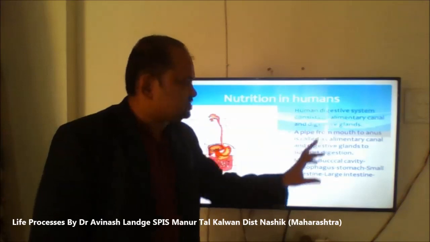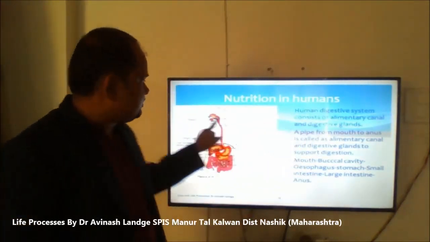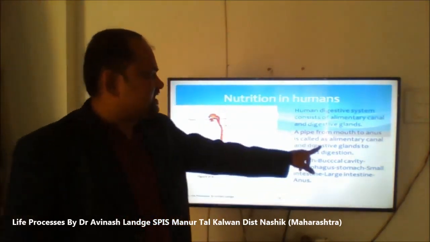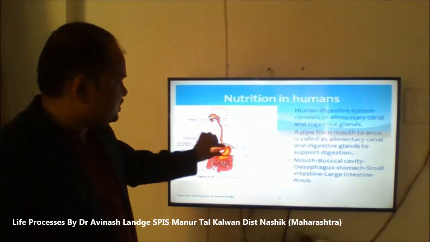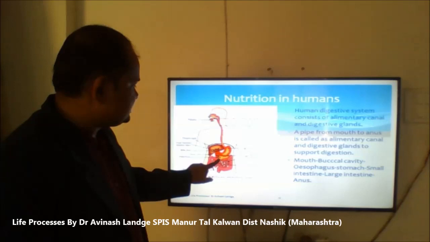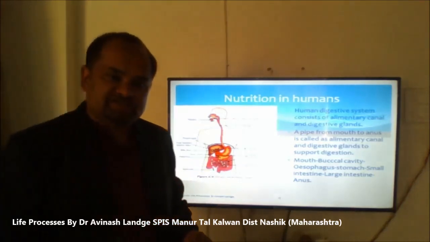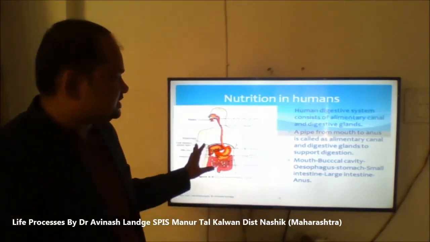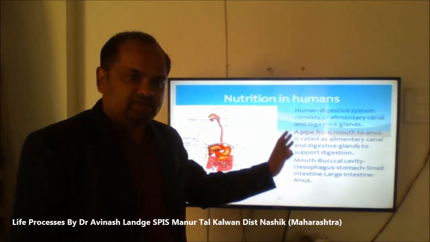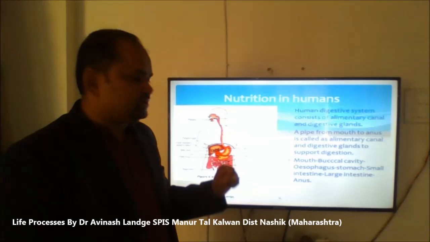The human digestive system consists of the alimentary canal and digestive glands. A pipe from the mouth till the anus is called the alimentary canal, and the digestive glands are present inside the mouth, the stomach, the liver, the pancreas, as well as some in the small intestine. So all these digestive glands and the alimentary canal together help in digestion of food, and that is nutrition in humans.